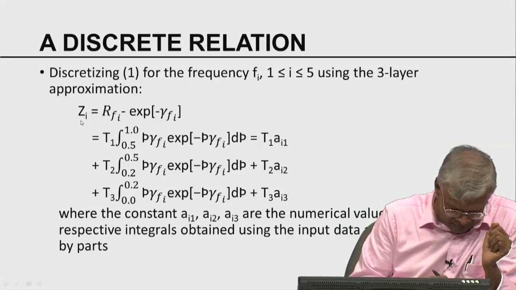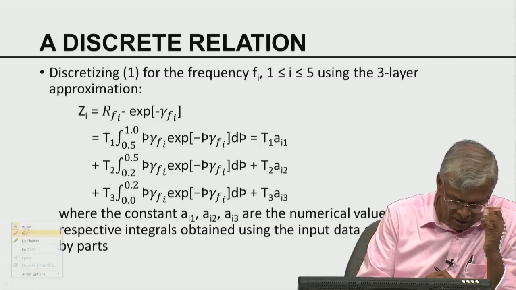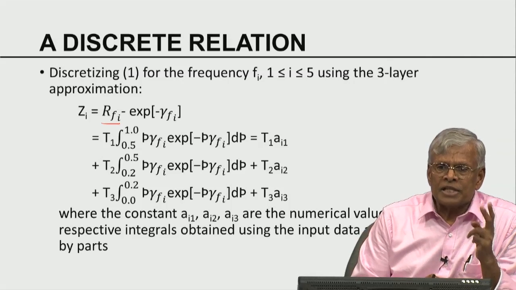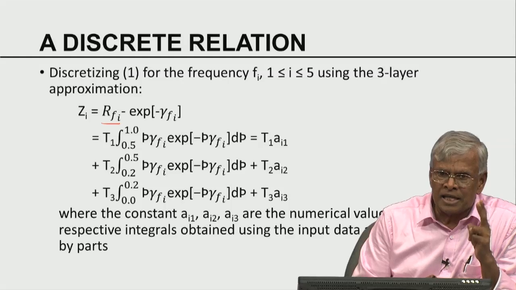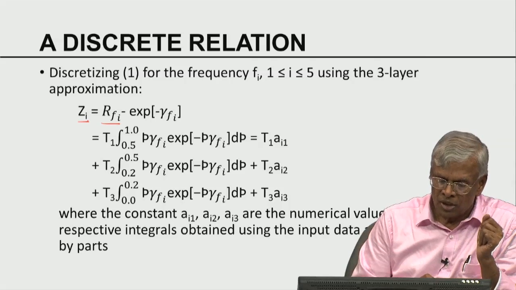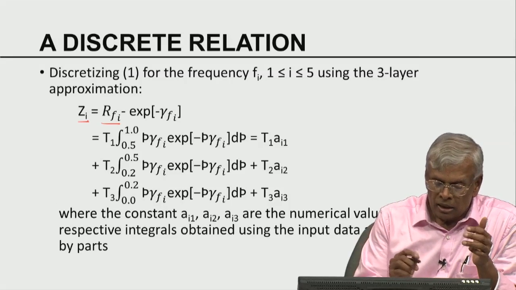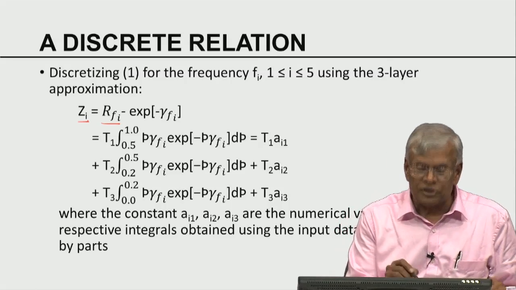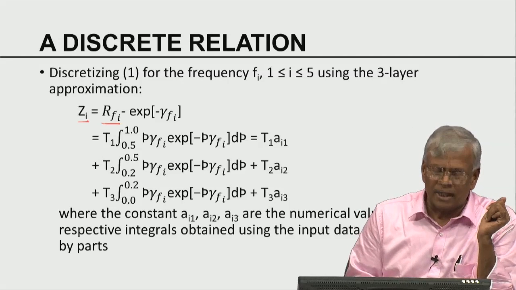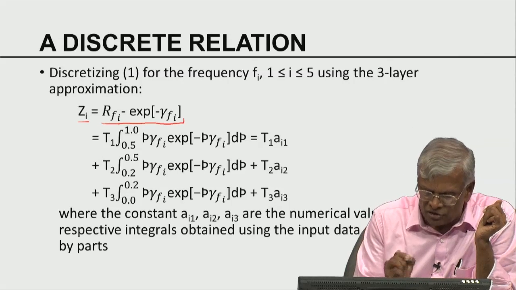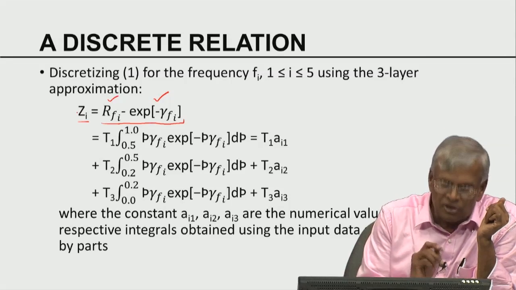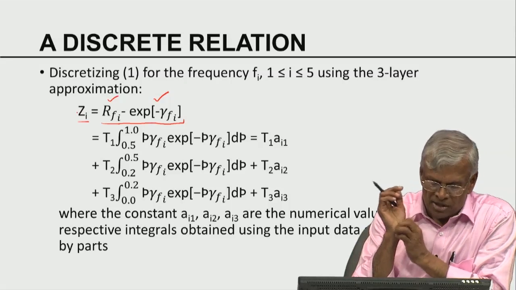Look at this now, Zi. Zi is going to be RFi. What is RFi? RFi is the energy measured by the satellite in the ith channel. I am going to call that observation Zi in our notation. We already know RF is equal to the exponential of gamma F plus the integral. I am taking the exponential to the left hand side. So I am going to call RFi minus this, because I can compute this quantity. This comes from the satellite. The difference between the two I am going to call Zi, my observation.